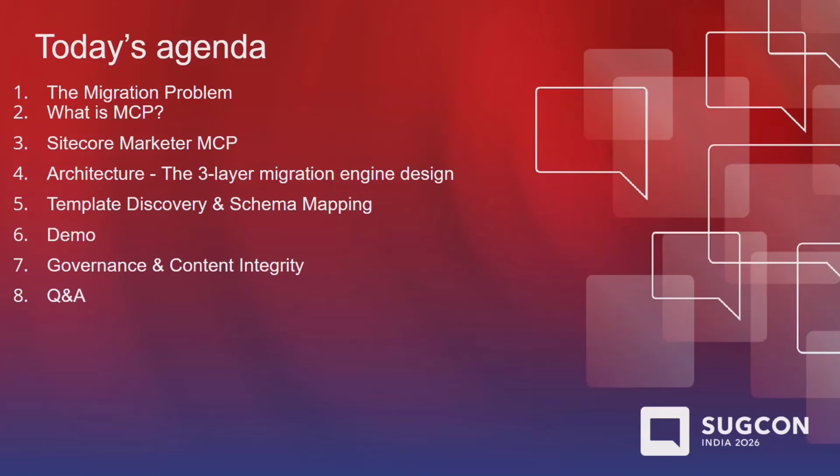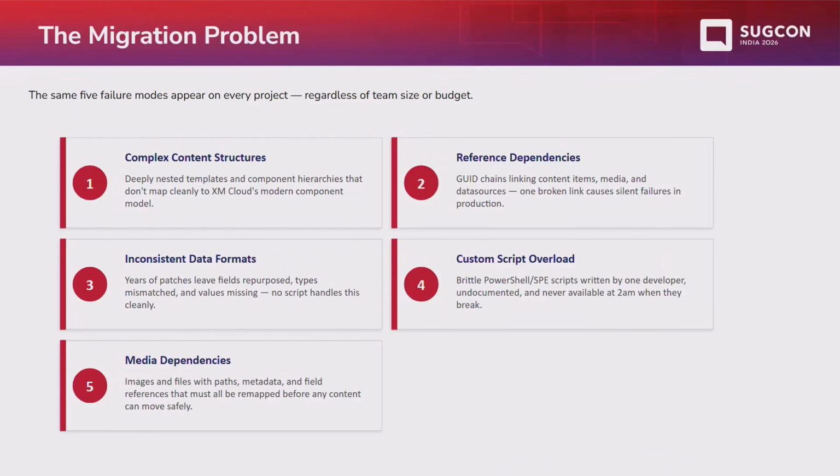So we'll see the actual problem first. The migration problems. Let's say you're migrating a project from legacy Sitecore 8, or from any Sitecore version to Sitecore AI. We usually encounter these five types of failure. The first is complex content structure. Legacy Sitecore implementations, especially those built on MVC architectures, are tightly bound together with placeholders, rendering layouts, templates, and rendering parameters.